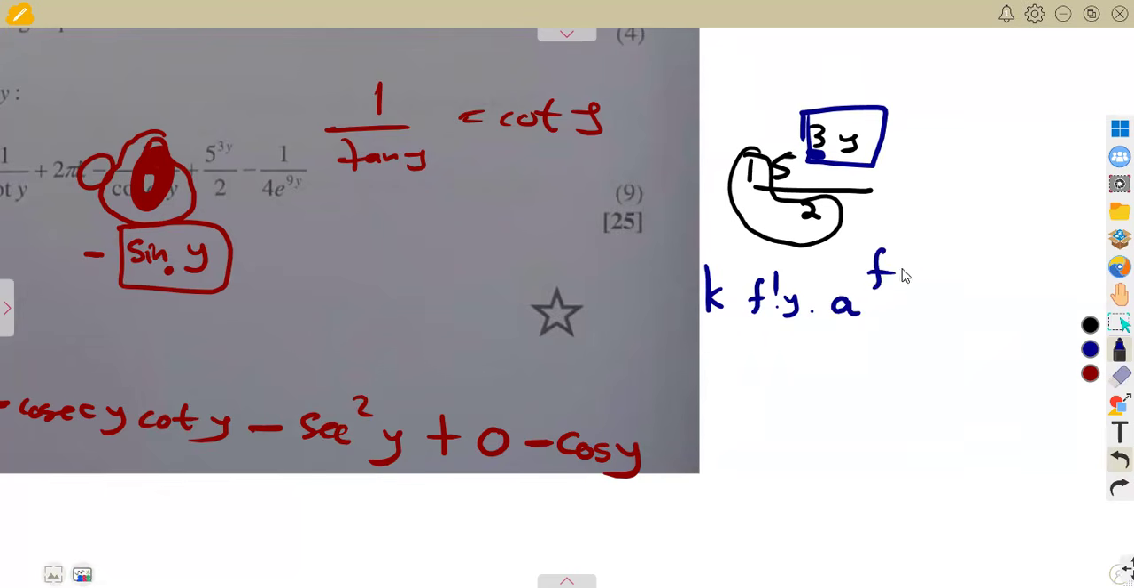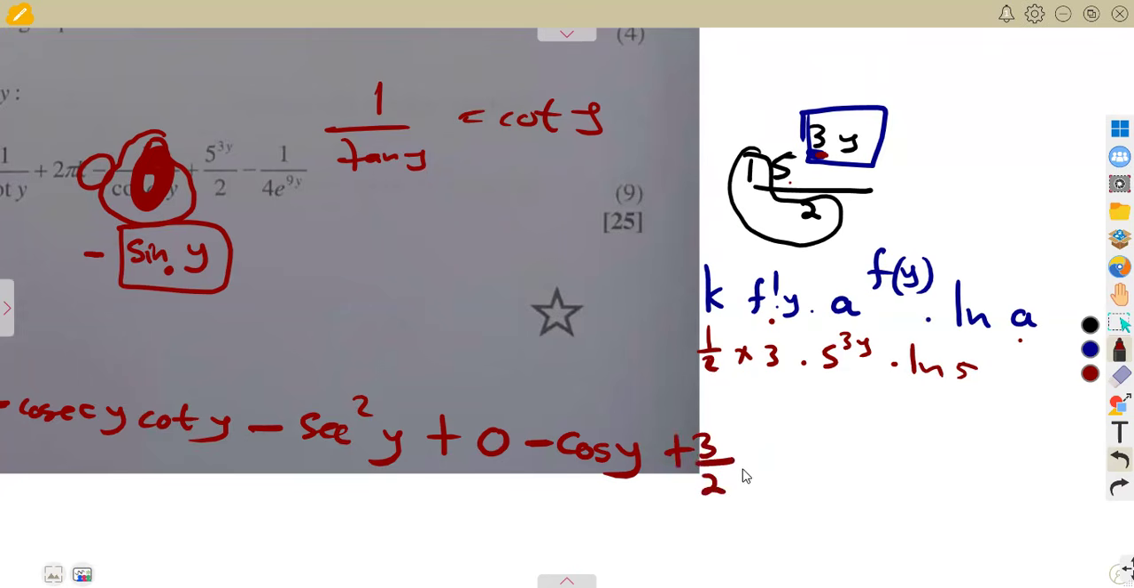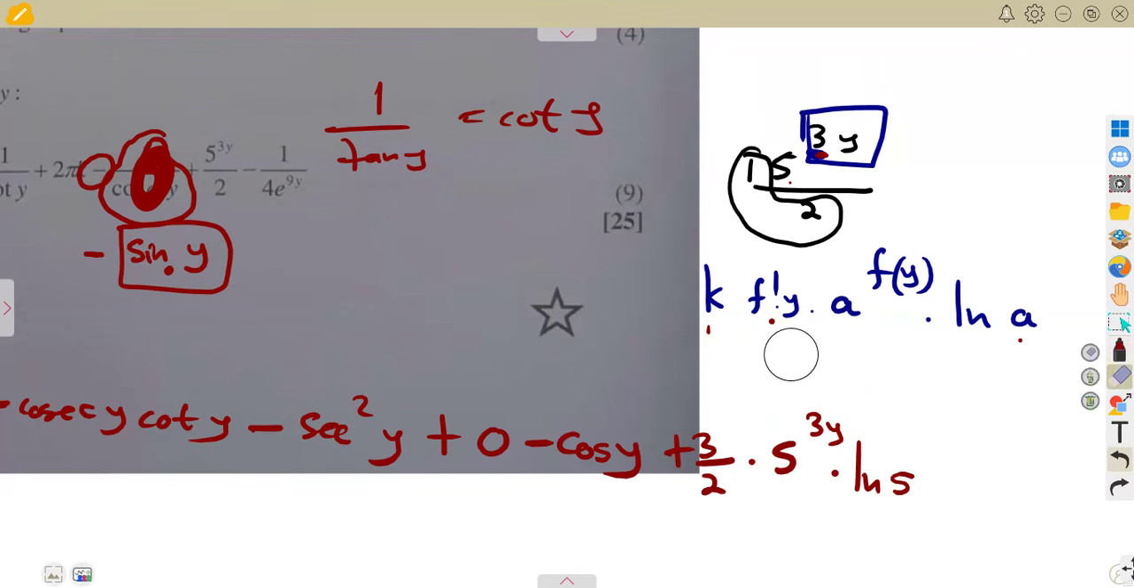Then a to the function of y is going to remain as it is, times the ln of what? The ln of a. So meaning to say we need the constant. The constant is the 1 over 2. So that's 1 over 2 times the first derivative of this. The first derivative is 3. A is the 5 to the exponent of 3y as it is, times the ln of a, which is the ln of 5. So this one remains as it is. So if you multiply 1 over 2 times 3, that was going to be 3 over 2 times 5 to the exponent of 3y, the ln of 5. Okay? So this is how you're supposed to differentiate.